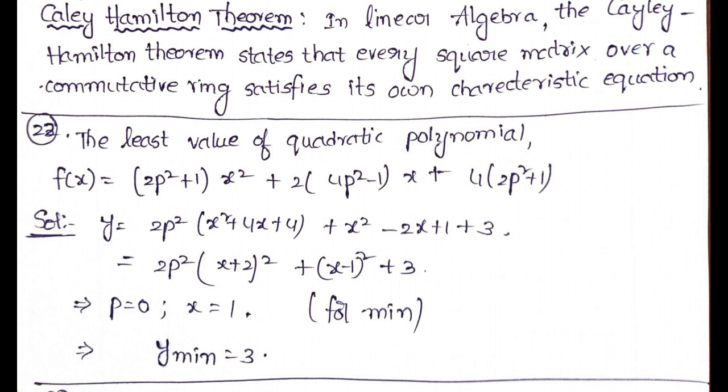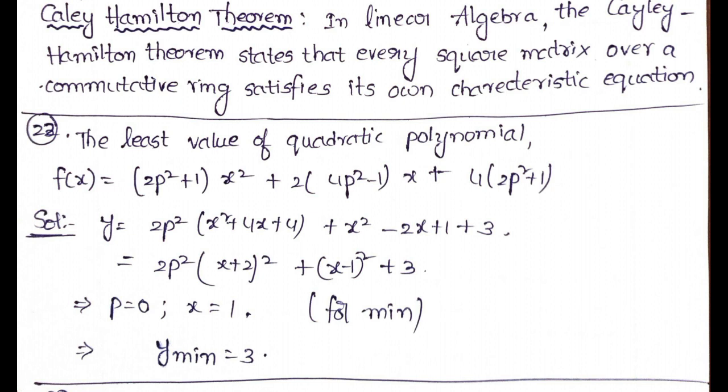We are asked to find the least value of the quadratic polynomial f(x) equal to (2p square plus 1) x square plus 2 into (4p square minus 1) into x plus 4 into (2p square plus 1). Rearranging the terms, we get 2p square into (x plus 2) whole square plus (x minus 1) whole square plus 3. You can see this.